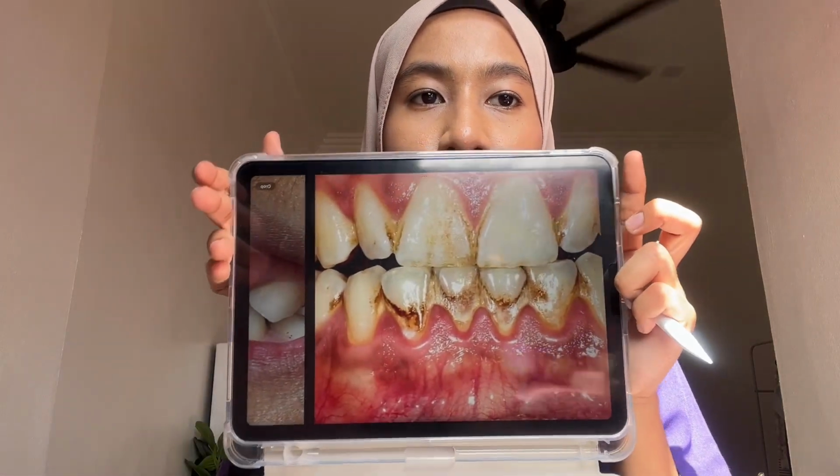This is calculus. Tartar cannot be removed by brushing alone and requires professional cleaning such as scaling or root debridement. That's why plaque control is important, because it prevents gum inflammation, gum disease, and tooth loss. Removing plaque daily helps to keep the gums healthy and prevents further damage to the supporting tissues of the teeth.